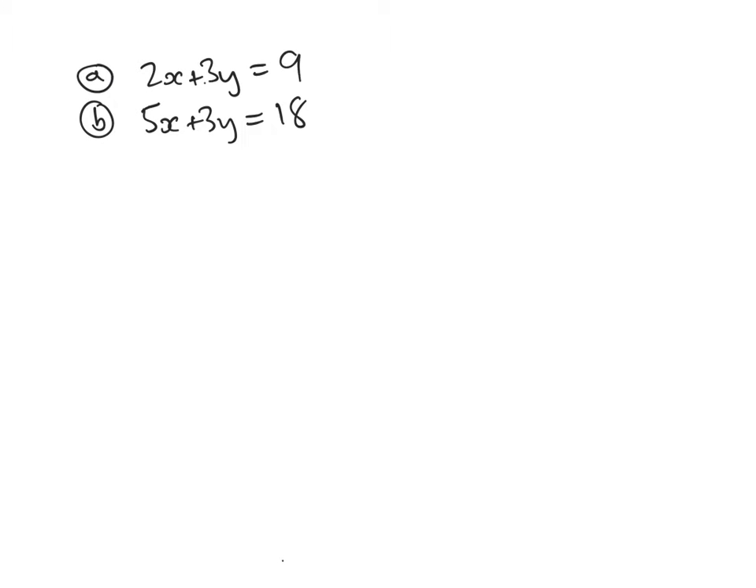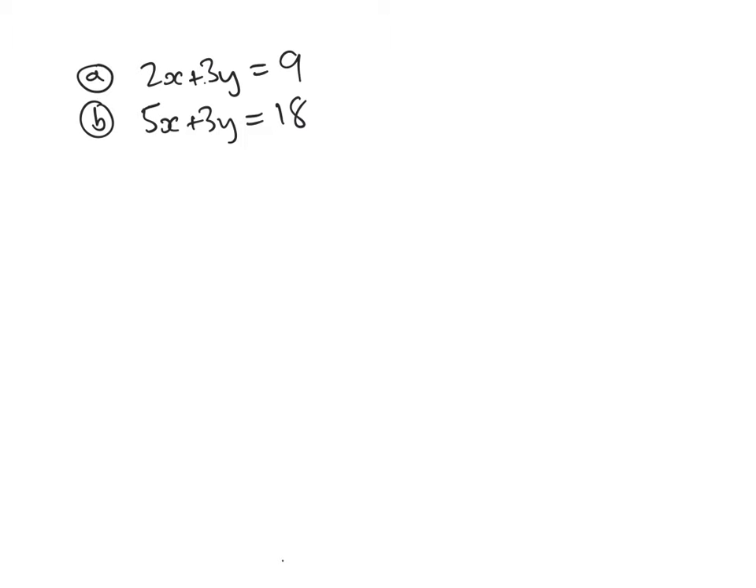Here we have what are called two simultaneous equations. Now, simultaneous equations are equations that we need to solve simultaneously, which means at the same time in the same number space. So what we're looking for is two solutions to the variables x and y that are equal for both equations.